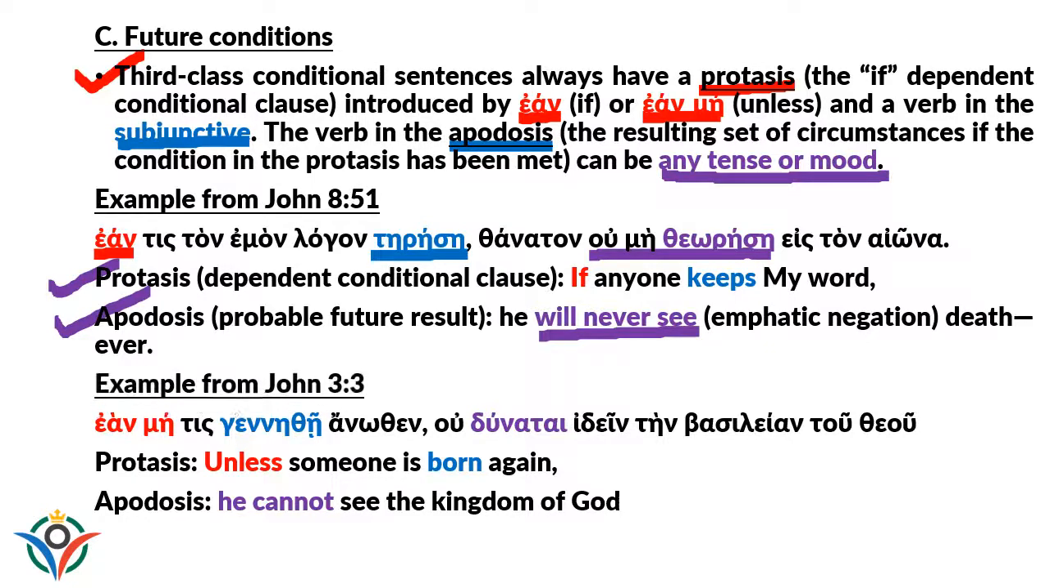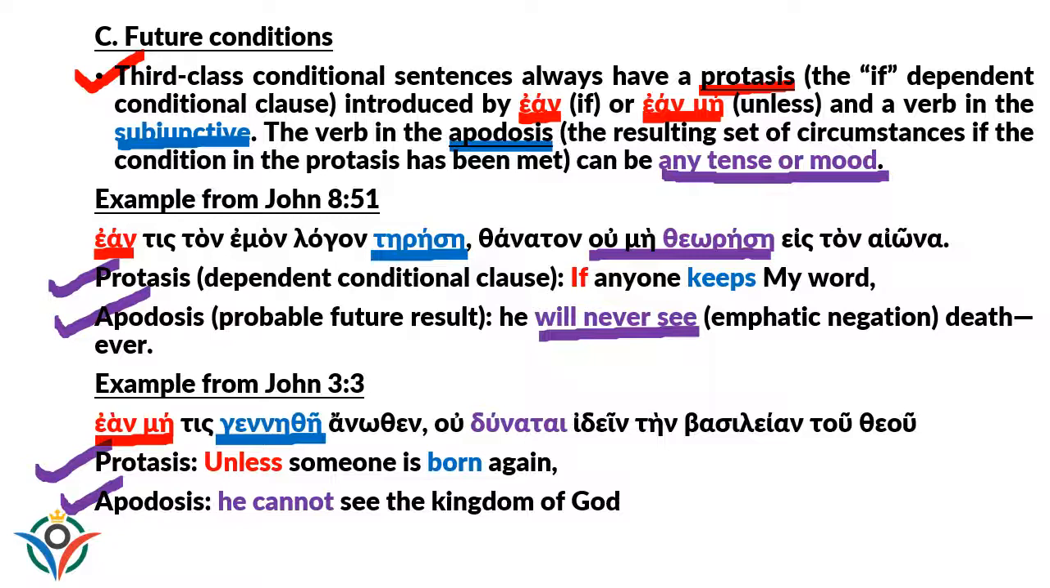This time it comes from John 3:3, and here we have ean mē tis gennēthē anōthen. So that clause, once again, is called the protasis. It can be translated as unless. So ean mē we translate as unless someone is born again. And then John carries on, ou dynatai idein tēn basileian tou theou. So that is our apodosis. It can be translated as he cannot see the kingdom of God.